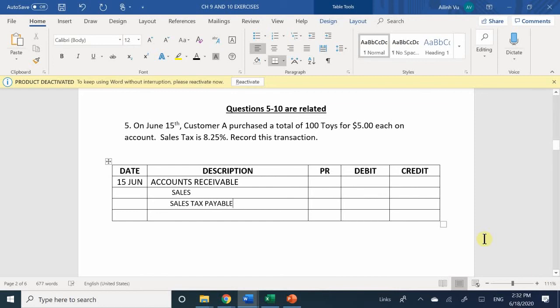Sales tax payable. Hold up. And how much was the sales tax again? 41.25. So they owe us in total $541.25. Sorry about that. Customer A owes $541.25.